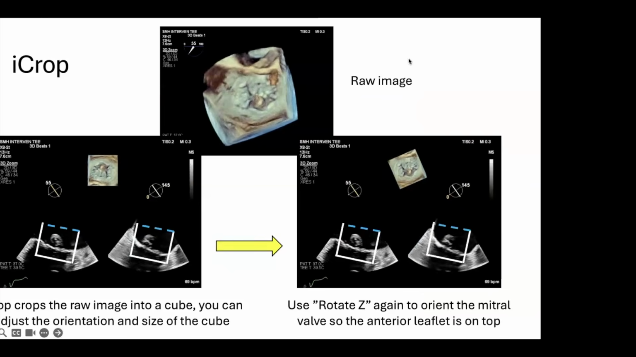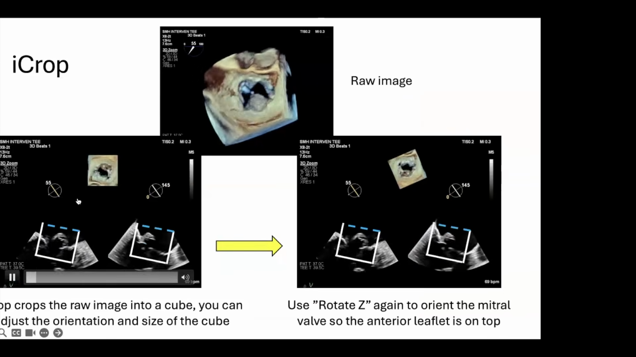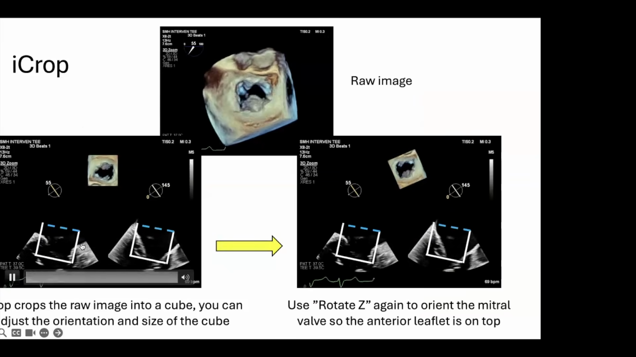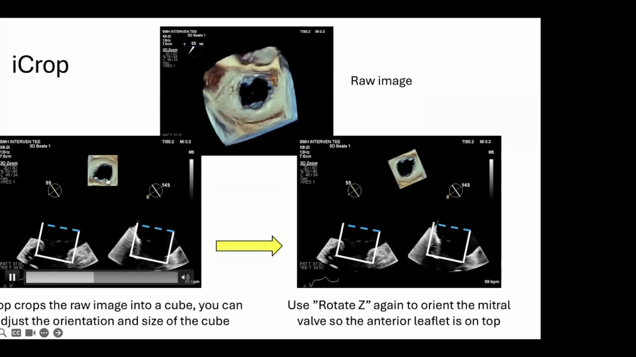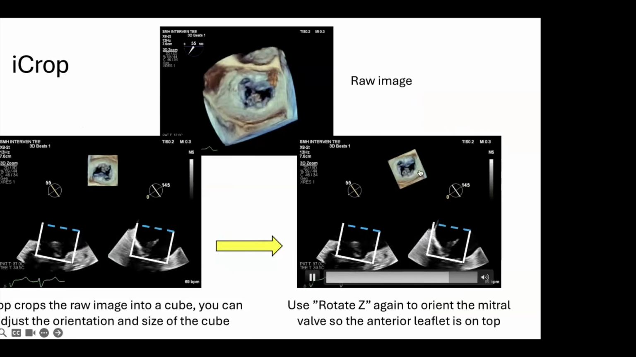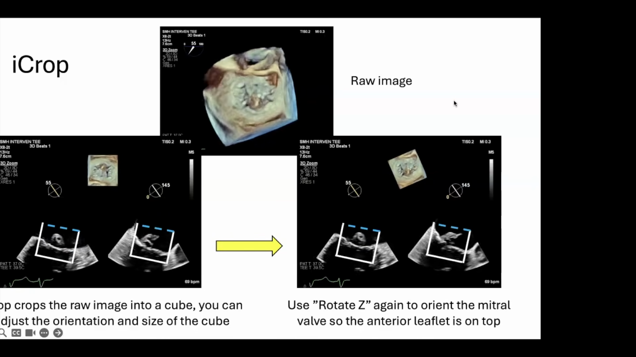And so the way eye crop works is that it takes your 3D image and it crops it basically into a cube. So if you want to make your 3D image a cube, iCrop is for you. You're able to change the size and the orientation of these boxes to highlight the structure that you want. So in this case, we're looking at the mitral valve. We cropped out all the stuff around it, and then we're able to use rotate Z to orient the image. Now we have our mitral valve in this cube form that is oriented appropriately.